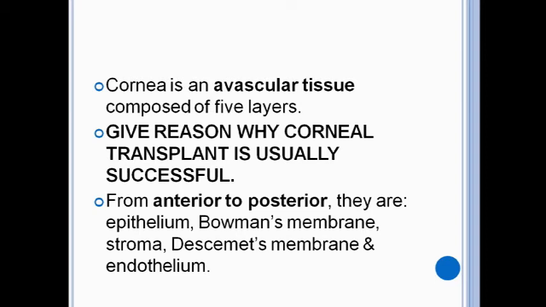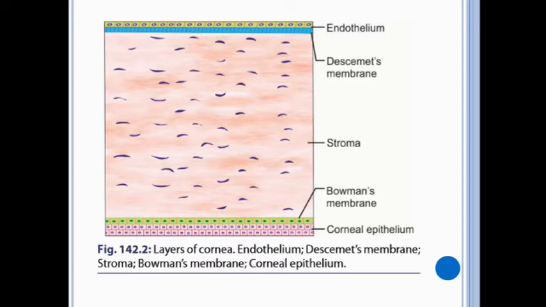So, what are the five layers of cornea? Epithelium, Bowman's membrane, stroma, Descemet's membrane, and endothelium. The detailed histology about your cornea and iris, you will study along with the different structures. So these are the layers of your cornea: epithelium, otherwise called your corneal epithelium, Bowman's membrane, stroma, Descemet's membrane, and endothelium.